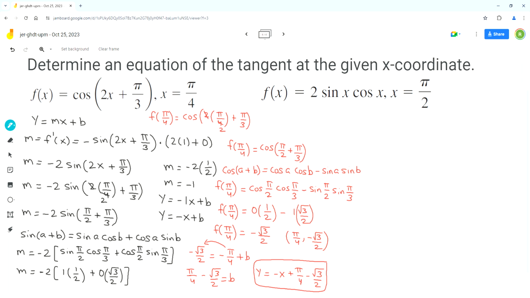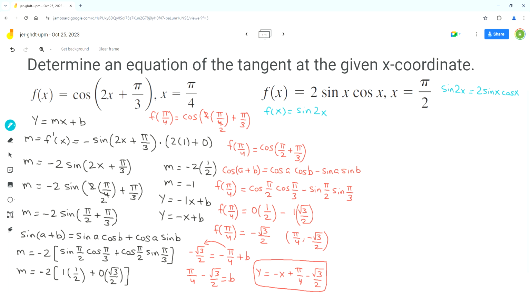Now the second function is f of x equals 2 sine x cos x, and x is equal to pi over 2. Now the first thing we should do is modify this given function and reduce it using the double angle identity for sine. So we know that for sine, double angle identity, sine 2x is equal to 2 sine x cos x. So we can rewrite our function as, so this is the first step.